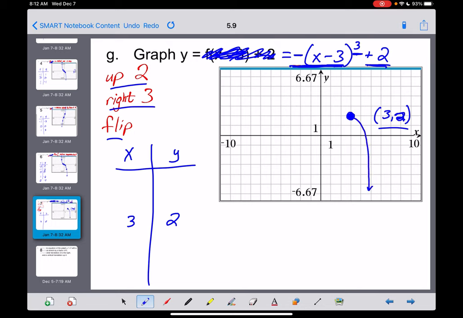And then a normal cubic function would go down on the left, but because of the flip, I believe this one is going to go up on the left and looks something like that. So let's verify that. I'm going to pick a number before 3 and a number after 3, and let's see what happens when we put in a 2.